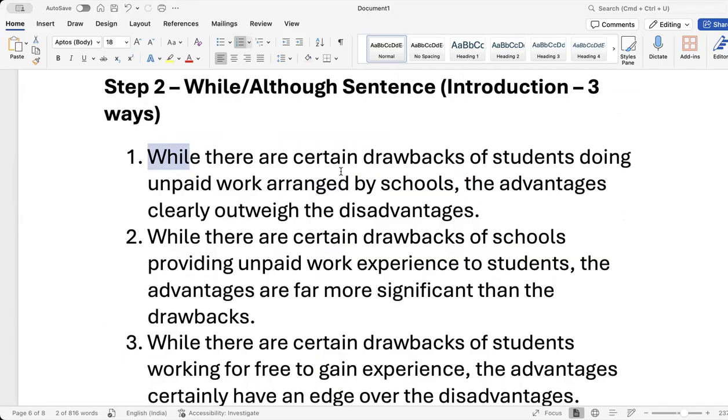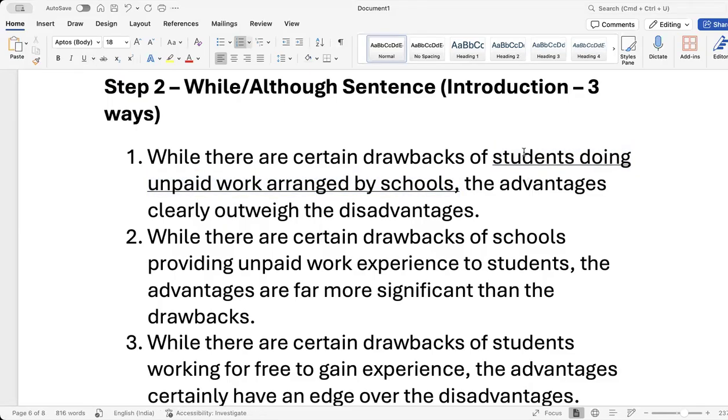So, while there are certain drawbacks of students doing unpaid work arranged by schools. So what did I do here? First, I wrote while there are certain drawbacks, the less side. Always start with the less side. While there are certain drawbacks of, then you write the topic. In this case, you paraphrase the topic a little bit: students doing unpaid work arranged by schools.